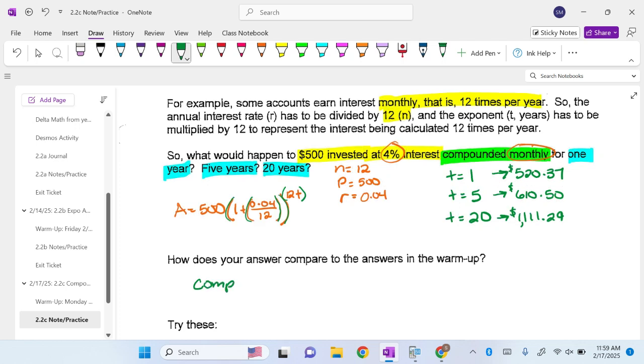So compound monthly gives us more money than annually. That's essentially what happens. The more times you apply that interest rate, more likely than not, you'll make a little bit more money because it happens more often.